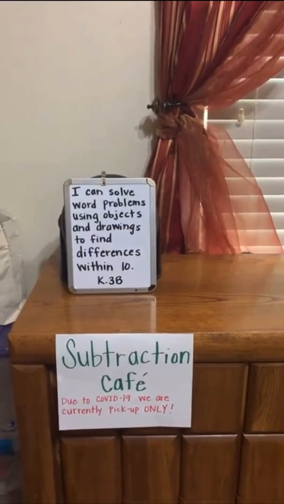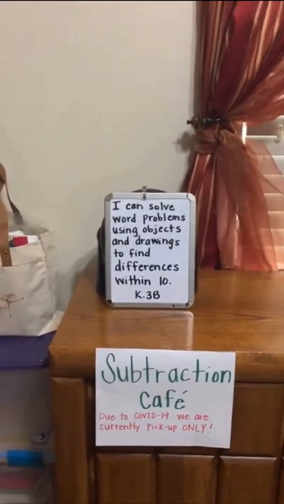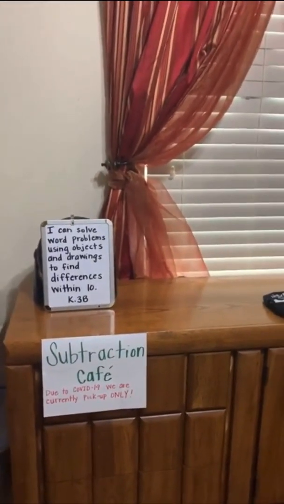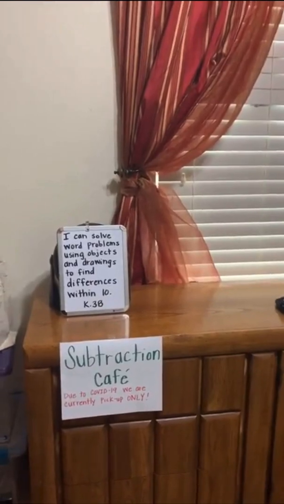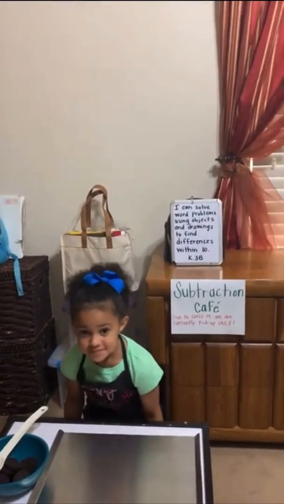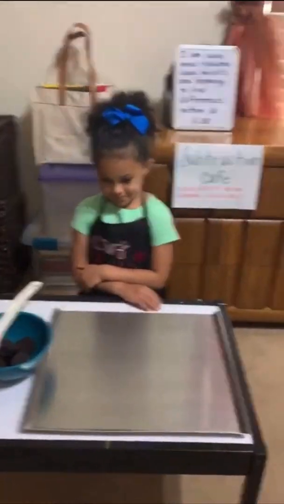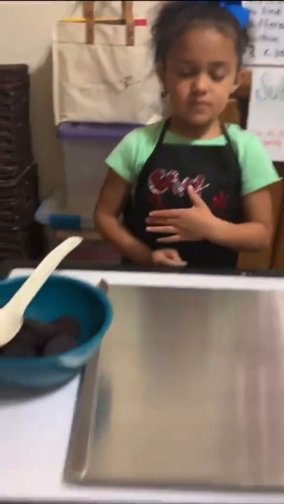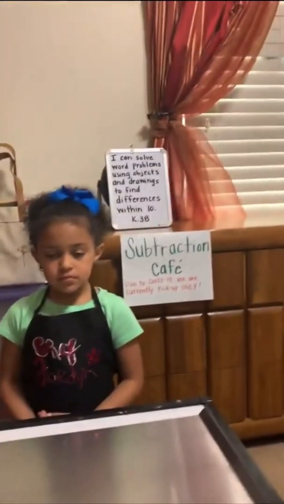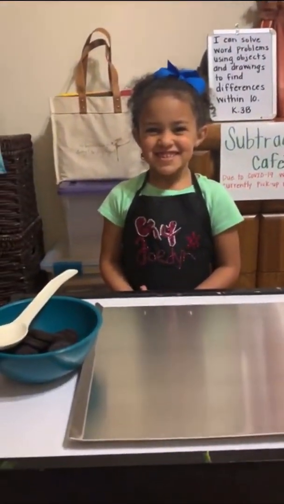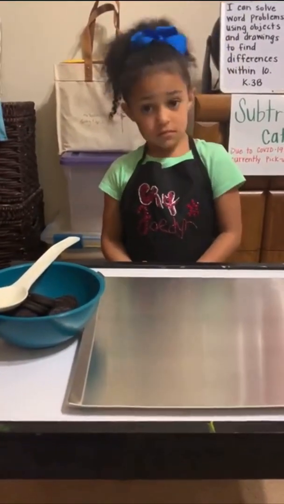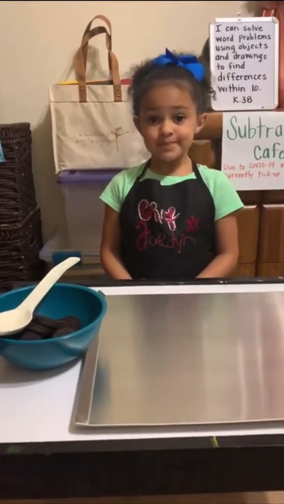And at the Subtraction Cafe, it's pickup only, of course, like all the restaurants right now. We have an amazing chef, and her name is Chef Jordan. There she is, and she's going to be baking some wonderful treats for us today at the Subtraction Cafe. We're going to be working on some word problems, like our objective says, and doing some drawings to find the differences. Remember, we're only going within 10, so we don't need to worry about anything greater than 10 right now.